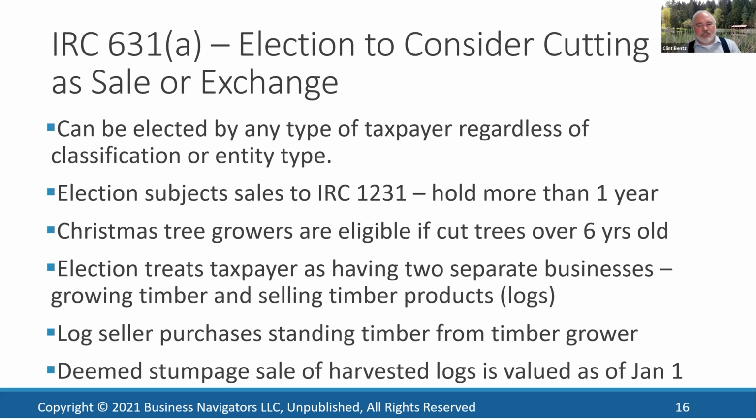So in 631A, basically the log seller, the person selling the product, buys the standing timber from the timber grower. So you're both of those people. In effect, one side sells the stumpage to the other side, and then that stumpage value, what you sold it for, that theoretical deemed sale, is capital gain for the timber grower. And for the log seller, what they paid for the stumpage is part of their cost of goods sold, along with the logging and hauling costs. So basically the net effect is we take the stumpage value of the timber and move it from Schedule C over to Schedule D or the 4797. So we treat that as long-term capital gain.